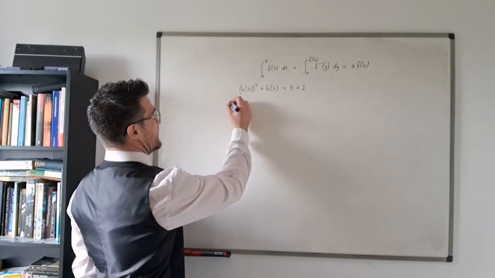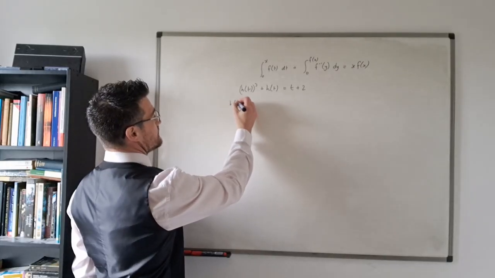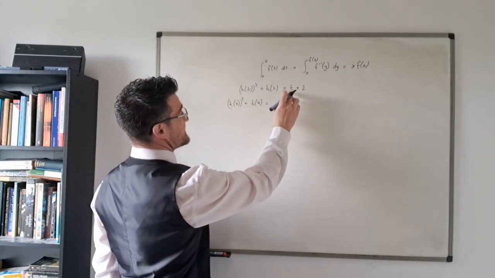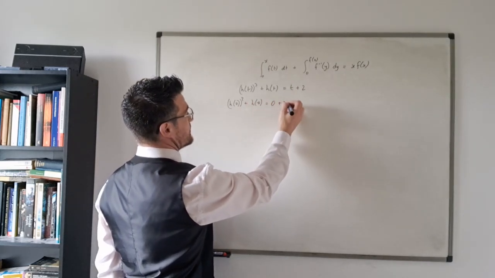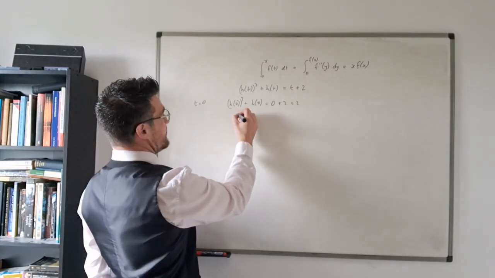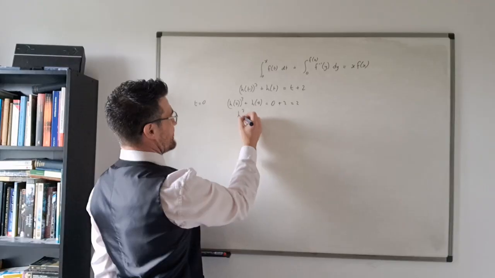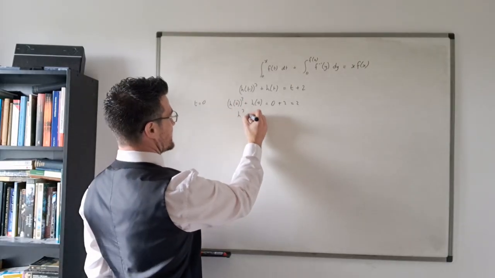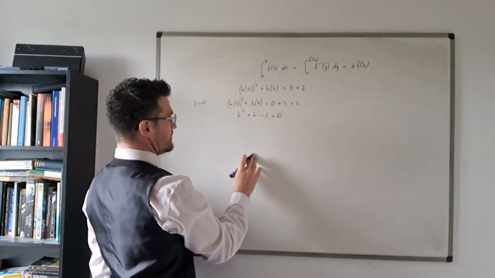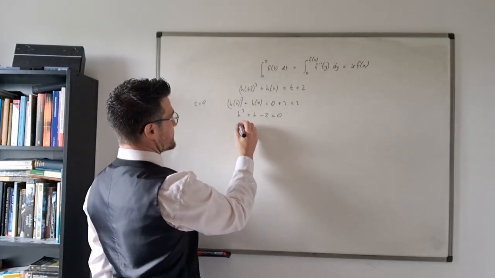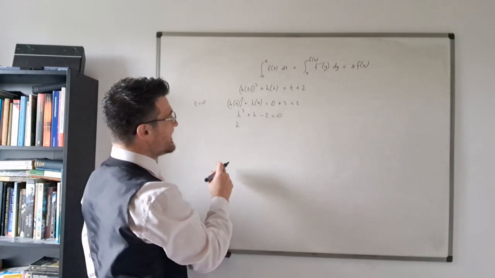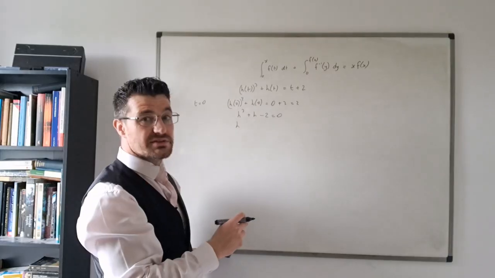So if we've got h of 0 cubed plus h of 0 is equal to 0 plus 2, which obviously equals 2. So here we're setting t equal to 0. Then we get, I'm going to write h cubed, I can't be bothered writing h of 0 all the time, so h cubed plus h minus 2 is going to be equal to 0. So what does that mean? We've kind of already solved this, haven't we? In a way, in the previous part.